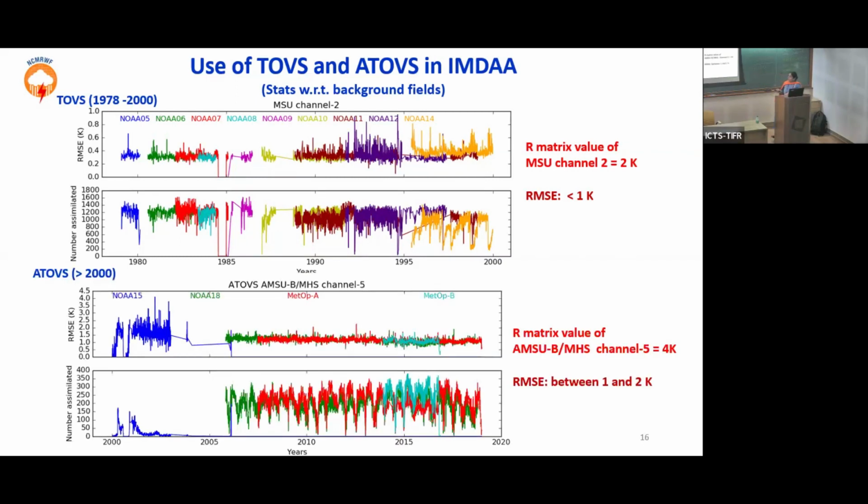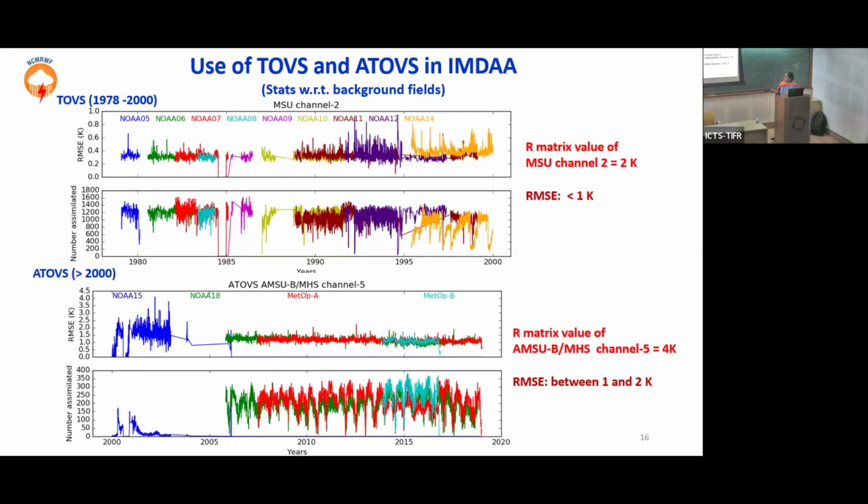Similarly for the ATOVS, this is for a particular channel, AMSU-B MHS channel 5. Here the R matrix value we specified is 4 Kelvin. Earlier it was 2 Kelvin, here it is 4 Kelvin, because we inflated the error to account for some more error, meaning scan position and geography errors, all those we accounted for by inflating the observation error.